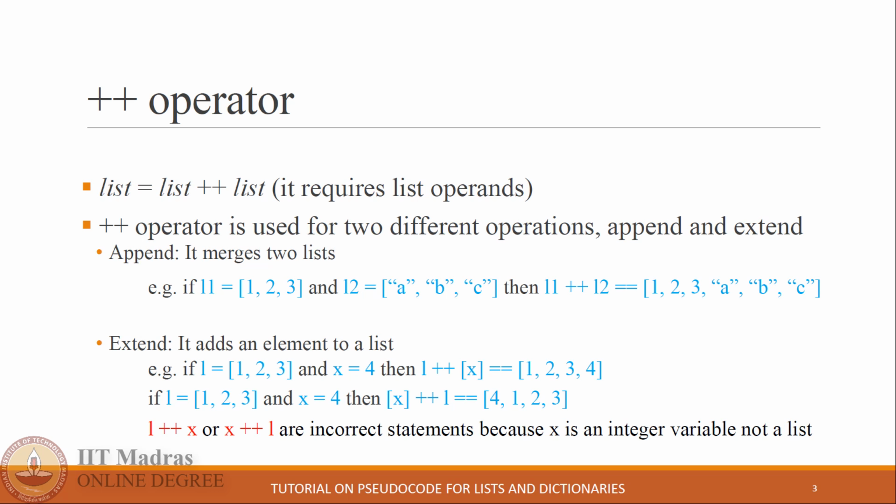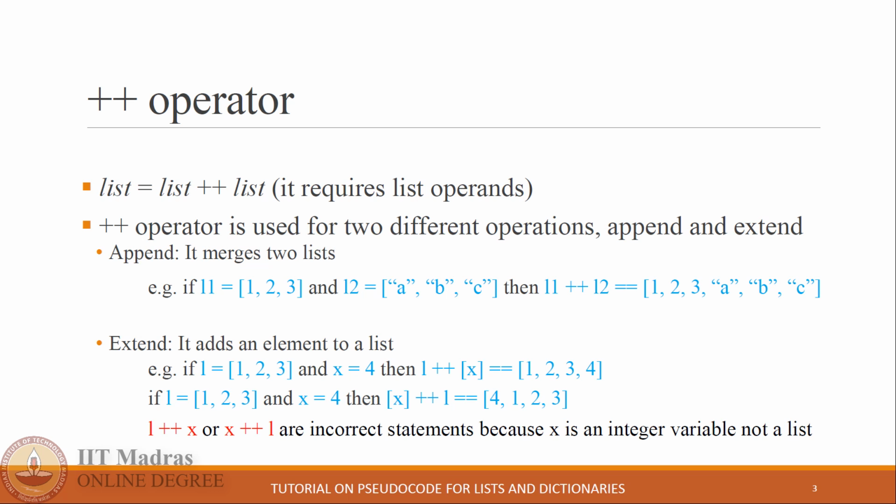Next is extend. Extend is the operation that extends or adds one more element inside the existing list. For example, L is equal to 1, 2, 3 and X is equal to 4. Then L ++ X inside square bracket notation will give us 1, 2, 3, 4. Same extend operation can be performed by interchanging the operands of ++ operator, as given in the second example.